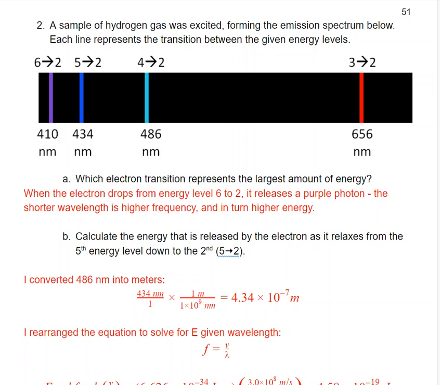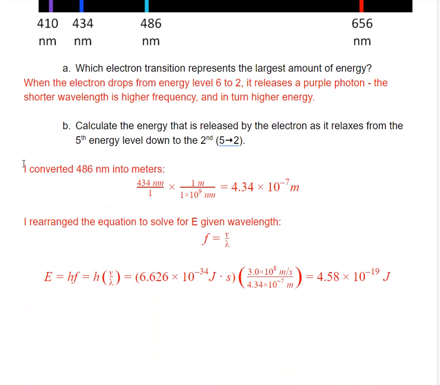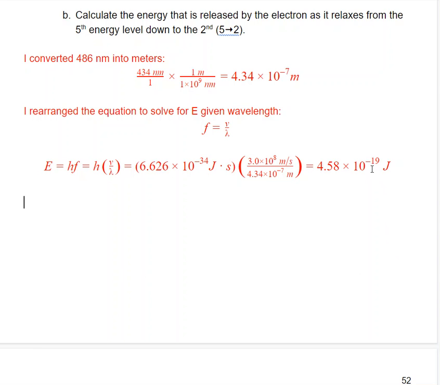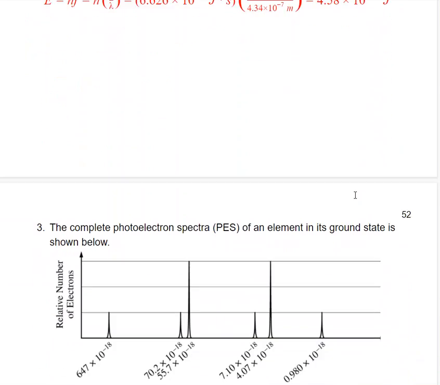To calculate the energy that is released by the electron as it relaxes from 5 to 2, I'm going to use its wavelength to determine its energy. So first I converted my wavelength into meters. We were given nanometers. And then I just substituted into E = hf. This is what f is equal to. So I just plugged that in and solved here. And this is the amount of energy per photon. So this gives me the energy of that transition.